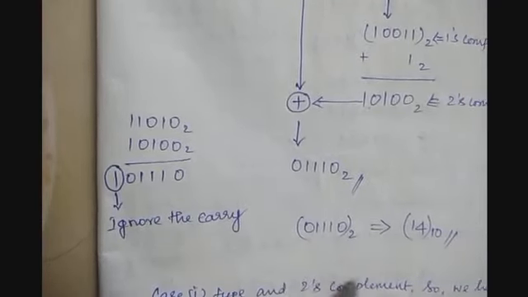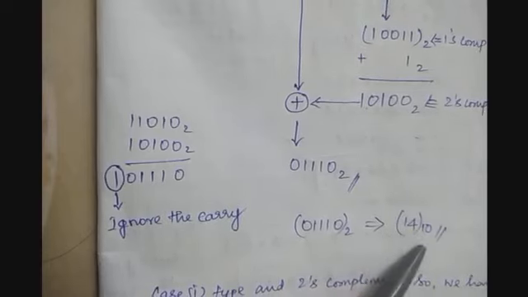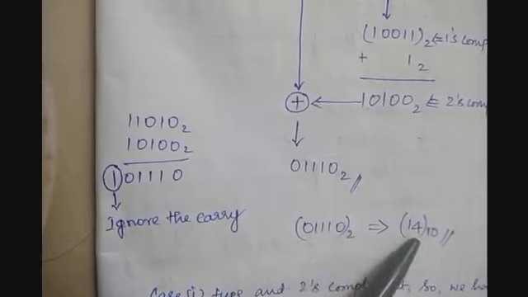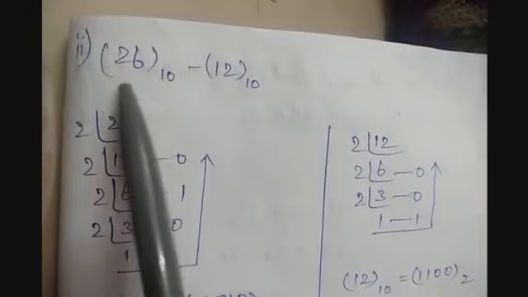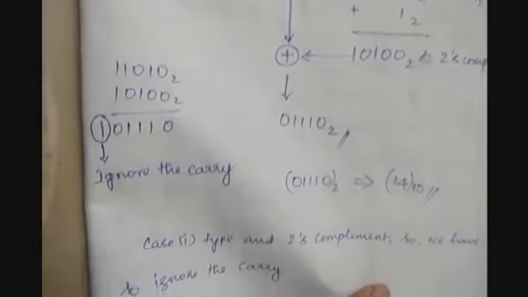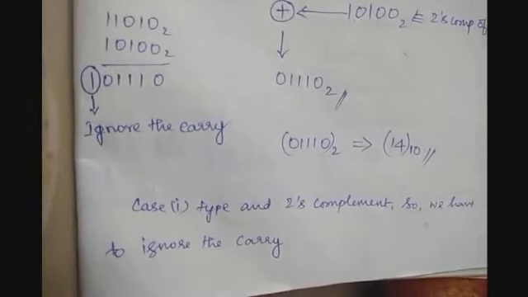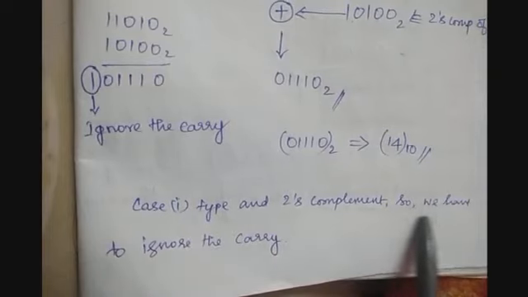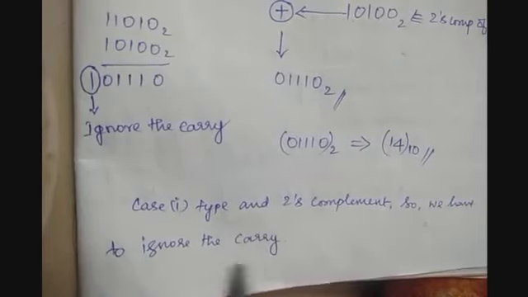And 01110 is equal to 14 in decimal. The decimal equivalent of 01110 is 14. See the question, 26 minus 12 is given, right? So if you subtract 12 from 26, what is the answer? 14, right? Then your answer is correct. So this is a case 1 type and 2's complement, so we have to ignore the carry. This we already know, we have discussed already in the fourth module.